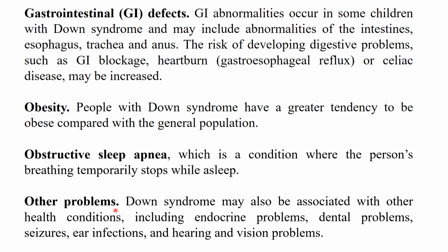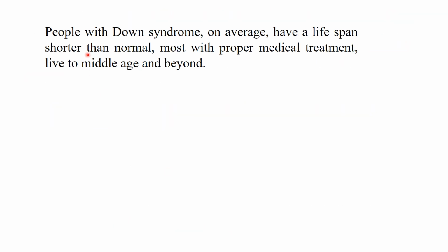Down syndrome may also be associated with other health conditions, including endocrine problems, dental problems, seizures, ear infections, and hearing and vision problems. People with Down syndrome on average have a lifespan shorter than normal. Most with proper medical treatment live to middle age and beyond. Normally the lifespan is short, but with medication people may live to middle age and beyond.